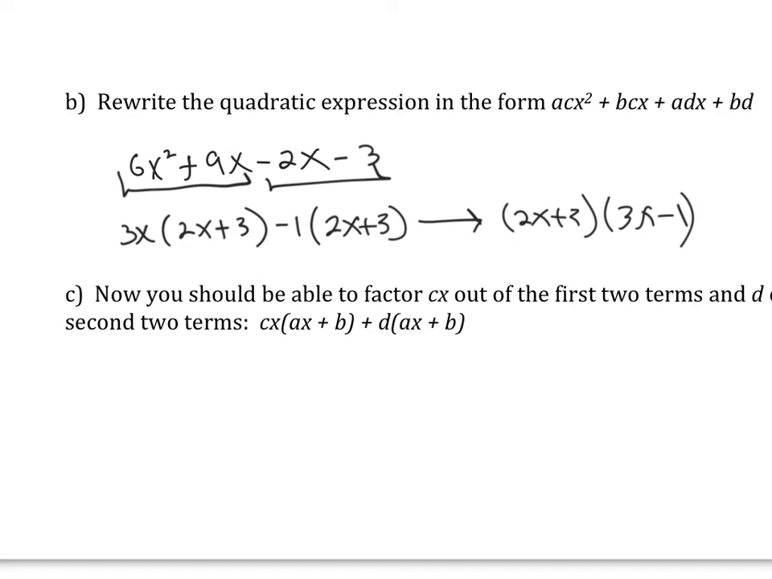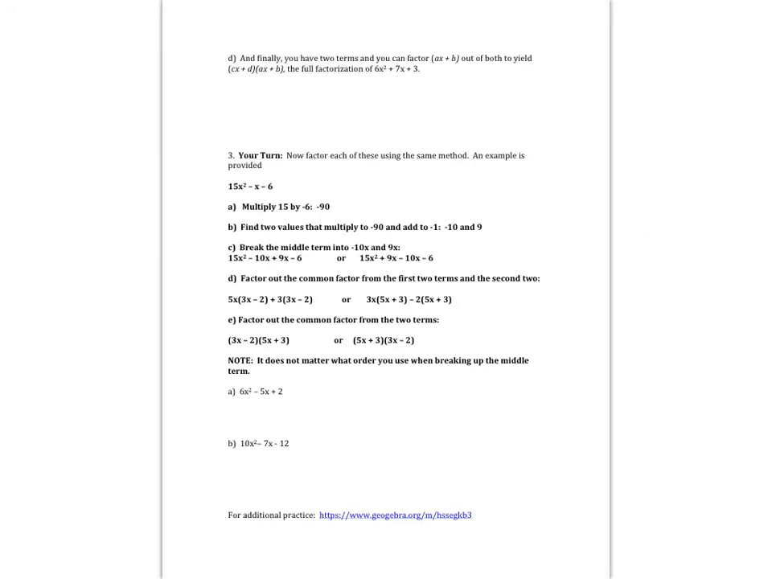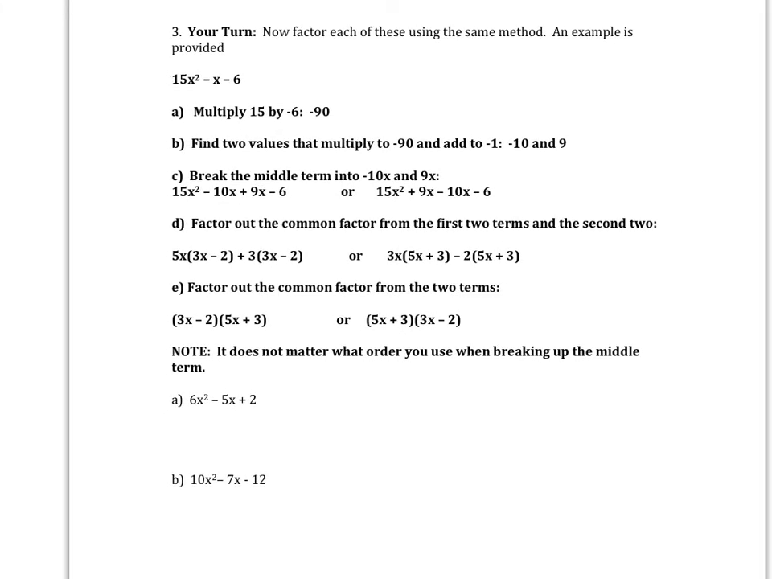Okay. So then we did another example here, and we looked at how we can do the same thing with 15x squared minus x minus 6. We multiplied the 15 by the negative 6 to get negative 90.